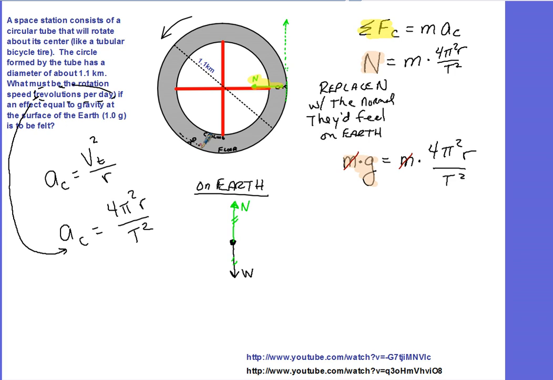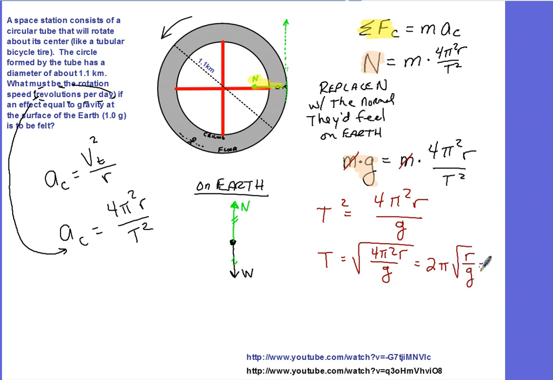Now I'm looking for t, so let's solve that for t. t squared would be equal to 4 pi squared r over g. And let's take the square root of both sides. So t would be equal to the square root of this business. I can simplify that a little bit further by taking out the square root of 4 pi squared. So that would be 2 pi times the square root of r over g. And that would be the period of that space station's rotational motion.